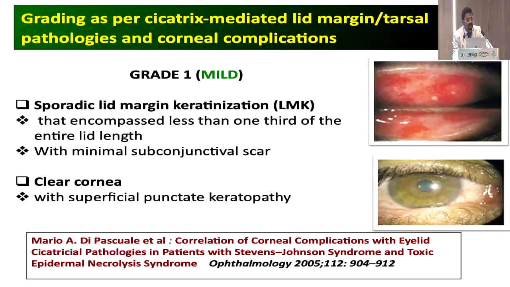For grading, this is by Mayo Pasculi et al. That grading is as per the cicatrix-mediated lid margin or tarsal pathologies and corneal complications. Grade 1 is mild, where there is sporadic lid margin keratinization. You can see that this is sporadic and less than 1/3 of the entire length of the lid margin, with minimal subconjunctival scar. In these cases, the cornea is clear. So this is grade 1.